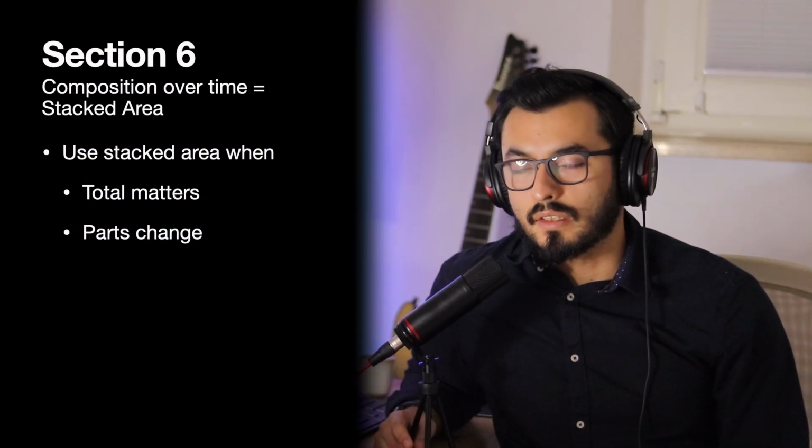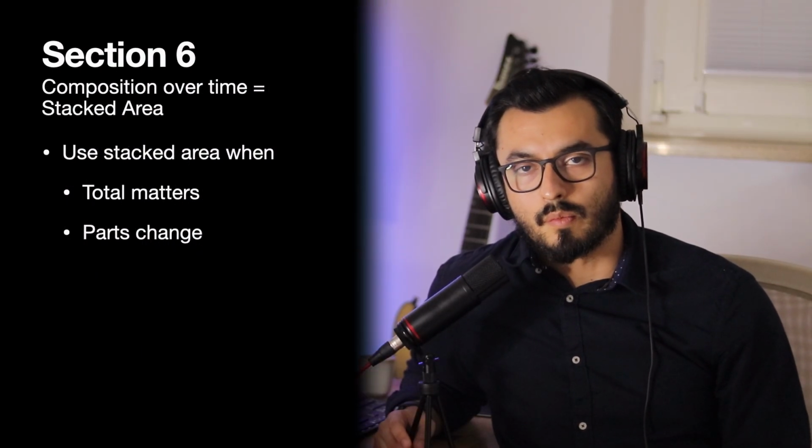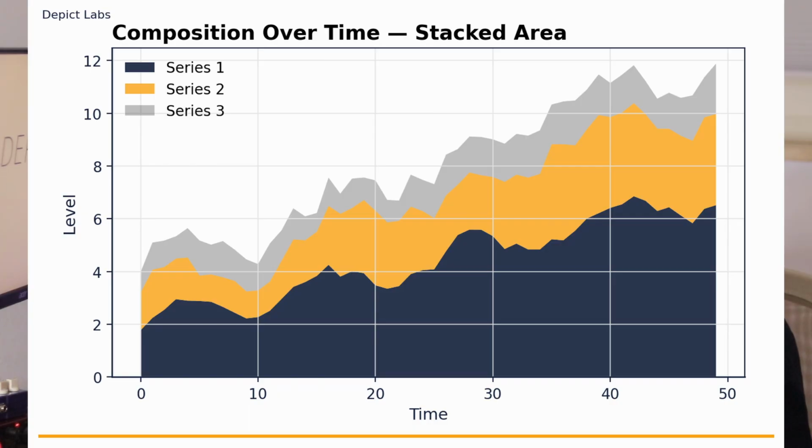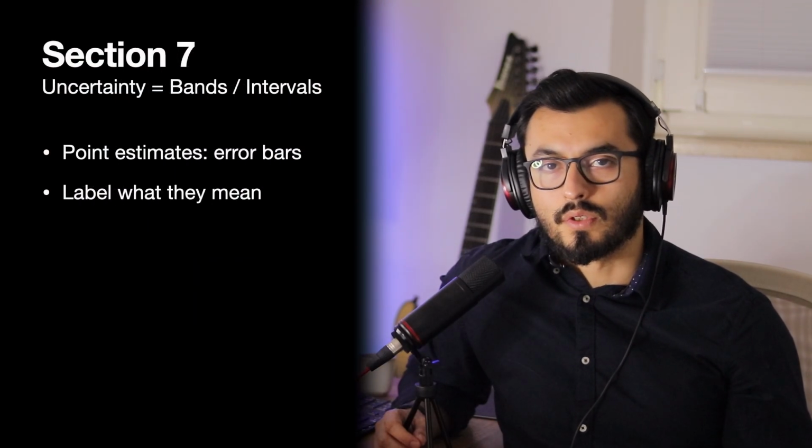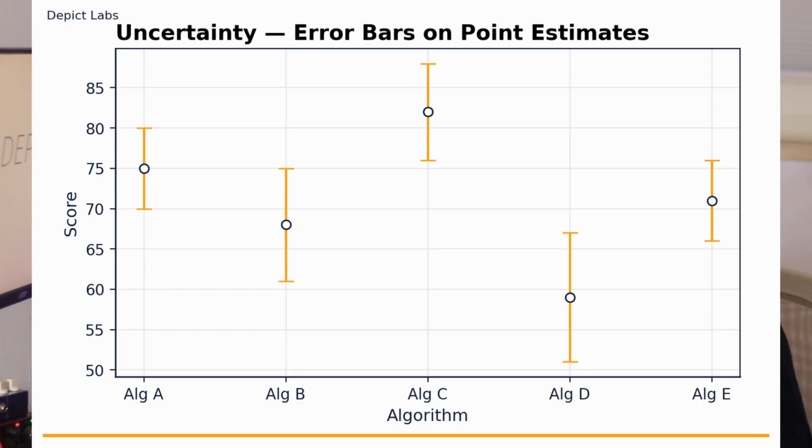Section 6. The stacked area chart works if the total matters and the parts change. Put the key series on the baseline to avoid distortion. Section 7. If your chart has uncertainty and you hide it, that's propaganda. As we said before, for time series, it's better to show a band. But for point estimates, use error bars and say what they mean.